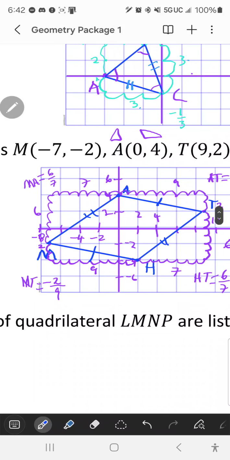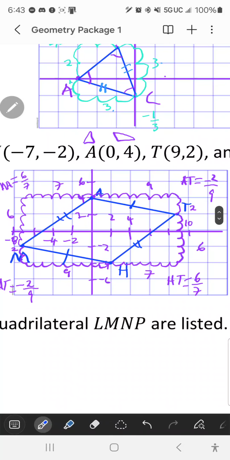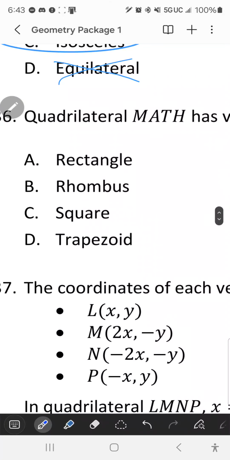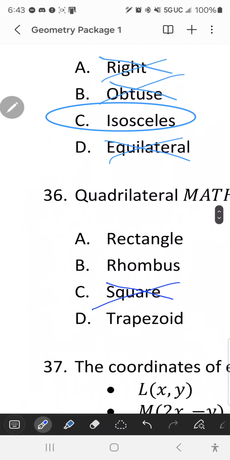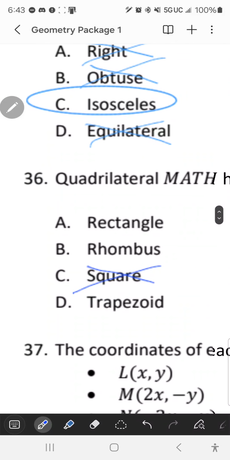And now the four sides are not equal. So this is not a square, so it's not one of our options, C. For it to be a rhombus, the four sides also need to be equal.